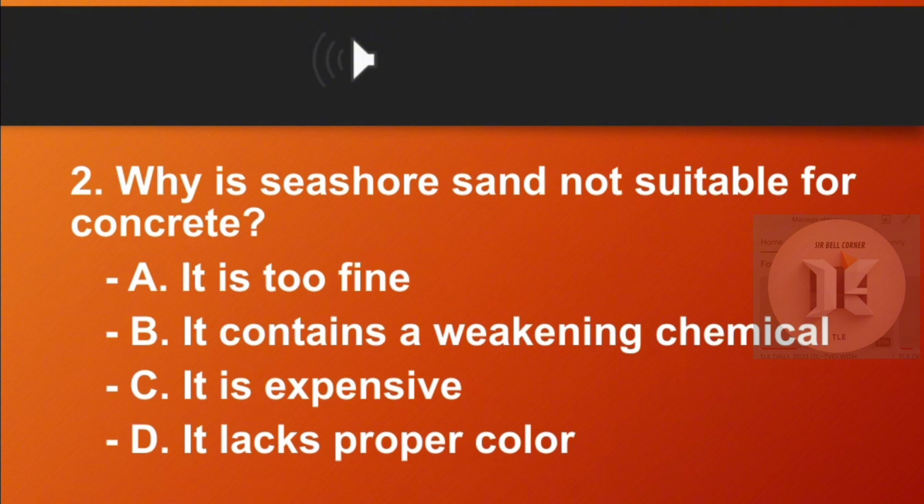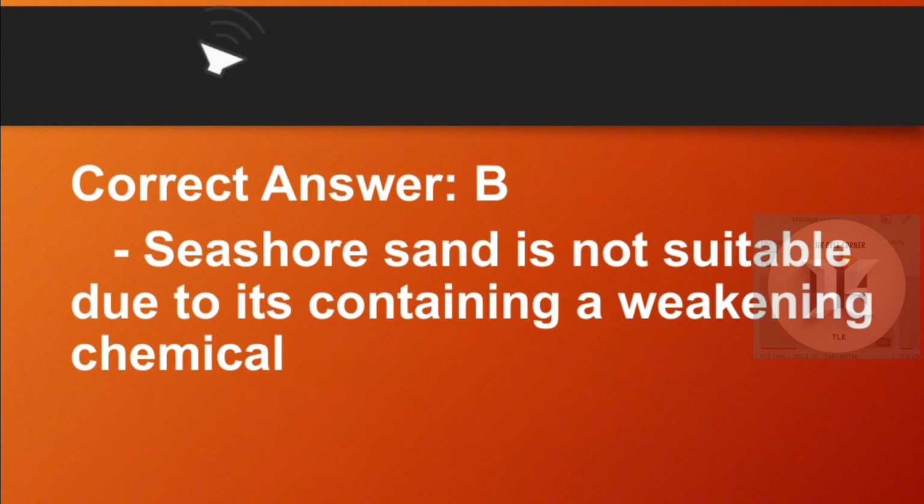2. Why is seashore sand not suitable for concrete? A. It is too fine. B. It contains a weakening chemical. C. It is expensive. D. It lacks proper color. Correct answer, B. Seashore sand is not suitable due to its containing a weakening chemical.